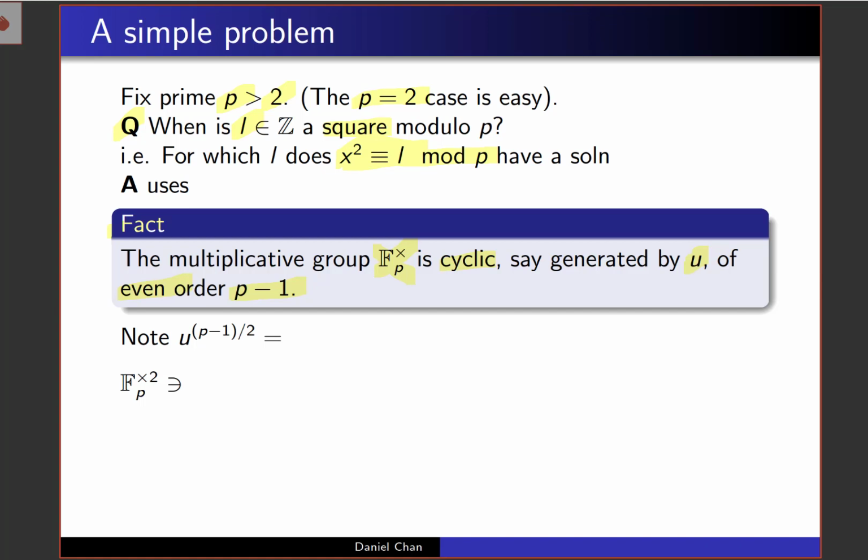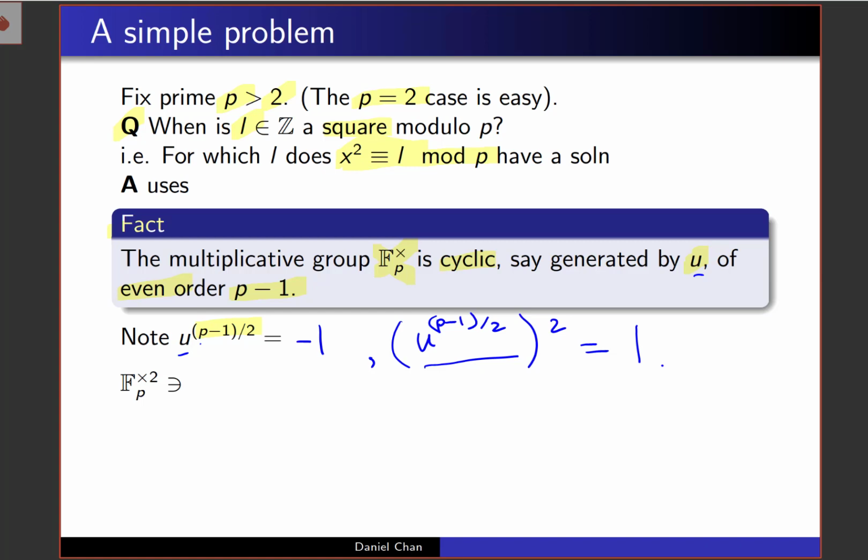Let's have a look at some facts in this multiplicative group. You've got this generator u, and we can raise it to the power of p minus 1 on 2. What does that give us? I claim that it gives us minus 1. Why is that true? Firstly, u is a generator for this cyclic group of order p minus 1, so the order of u is p minus 1. So u to the p minus 1 on 2 is not equal to 1. But when you square it, you get u to the p minus 1, which is 1. So it has to be a square root of 1 which is not 1. So in fact, it's minus 1.